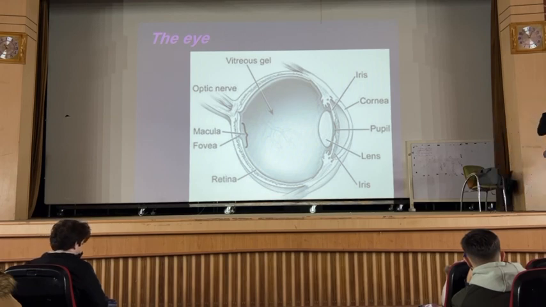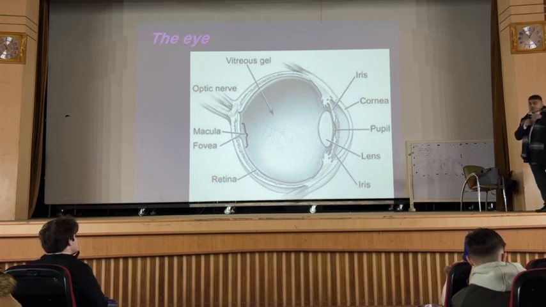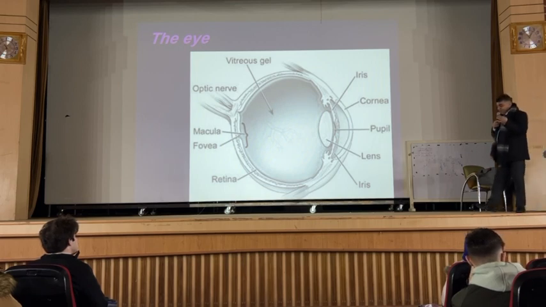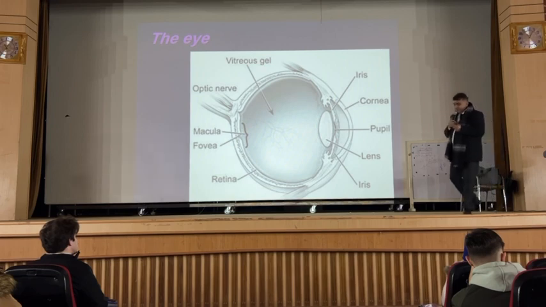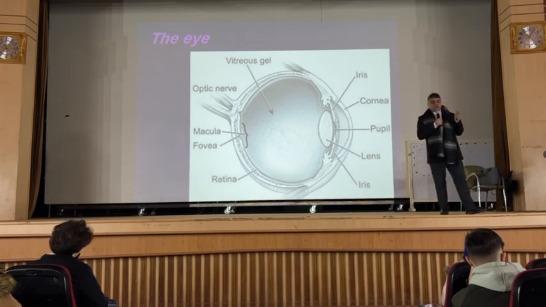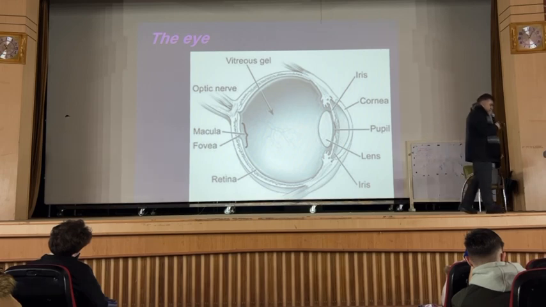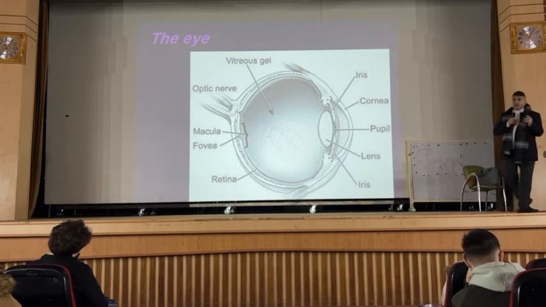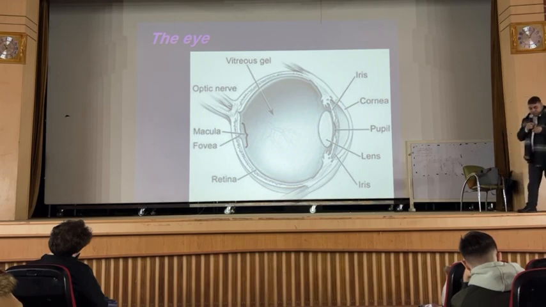Regarding the power of the eye, the eyes have a power of about 60 diopters. Plus 40, plus 60: two-thirds is by the cornea and one-third is by the lens.